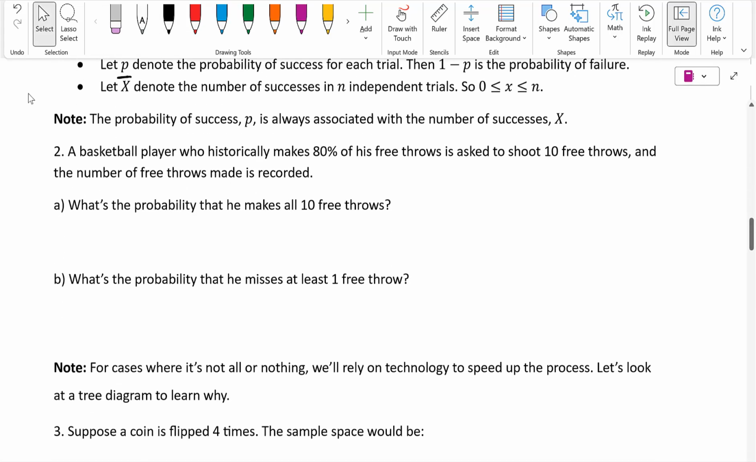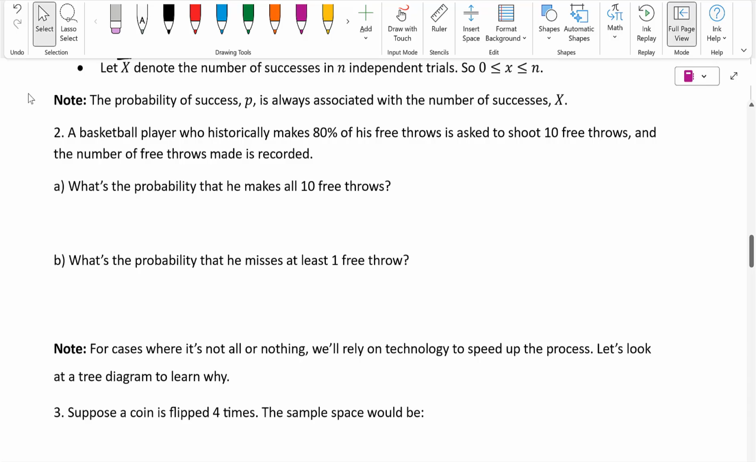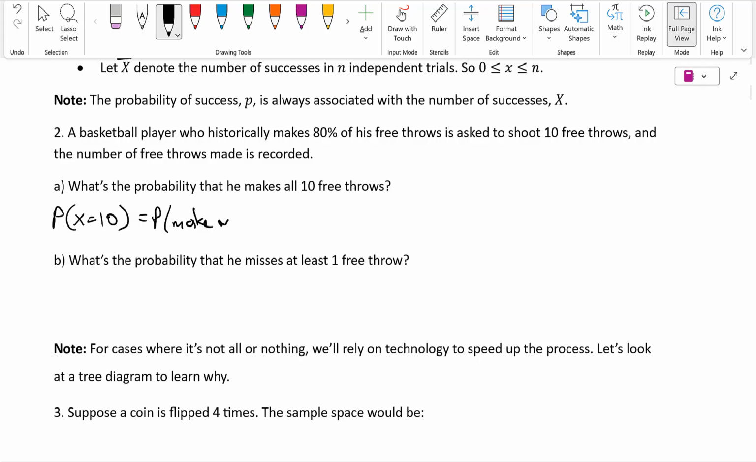For 2 then, a basketball player who historically makes 80% of his free throws is asked to shoot 10 free throws, and the number of free throws made is recorded. So we're working off that same setup that was binomial. For A, we want to know the probability that he makes all 10 free throws. So if we do, think of it this way, we want the probability that x is 10, right? He makes all 10. But that's really the probability that he makes the first, and makes the second, and all the way to and makes the 10th. Right, so we want him to make all 10 of the free throws he takes.